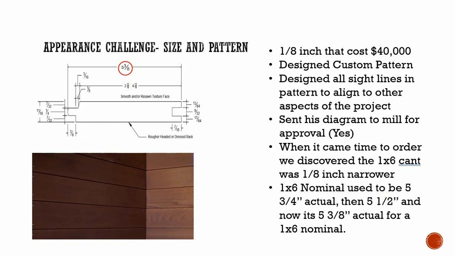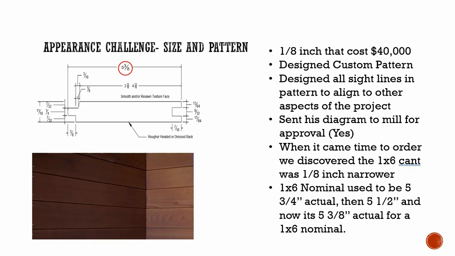Let's go. Fires it to us. We take another look at it. By this time, the cant we're starting with has changed from 5.5 to 5 3/8. Right? We lost 1/8 of an inch over that 6 months. The problem was the architect had all the sight lines designed at 1/8 of an inch different.